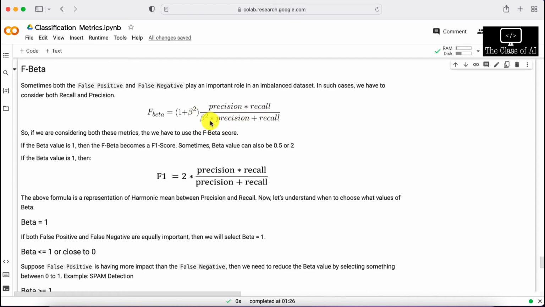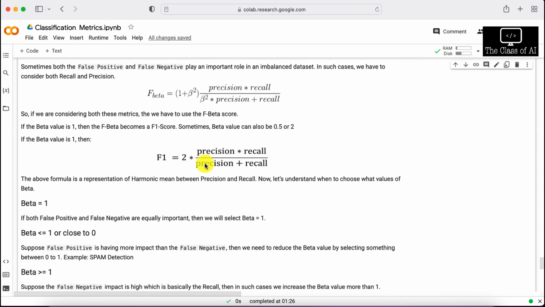So basically what's happening is, if beta is equal to 1, this F beta will become an F1 score, what we generally see in our machine learning models. We talk about F1 score, but we don't know where this 1 came from. So the value of beta decides whether it's F1, F2 or F0.5, right? If beta value is 1, then 1 plus 1 is 2. So that means 2 into precision into recall divided by precision plus recall. So this is how we calculate F1 score.